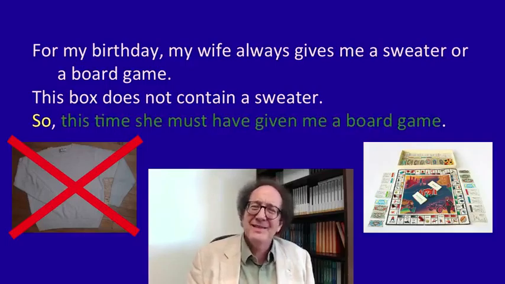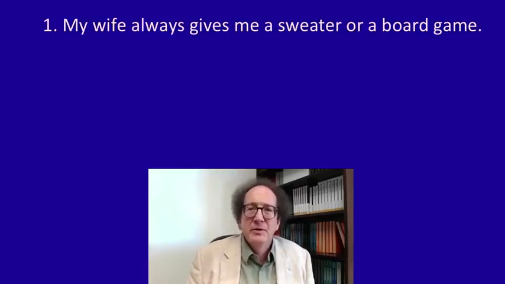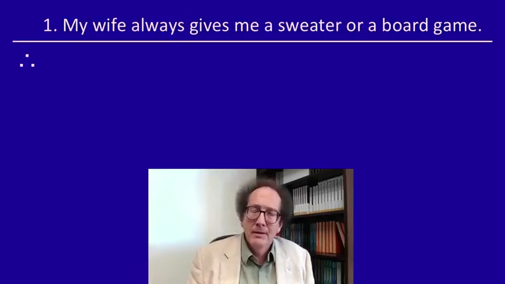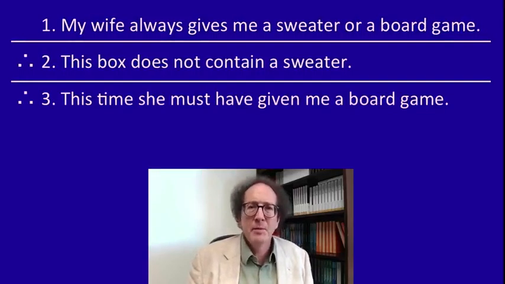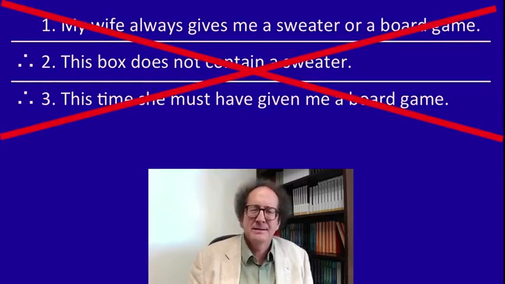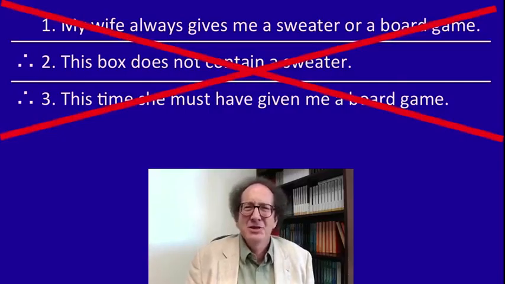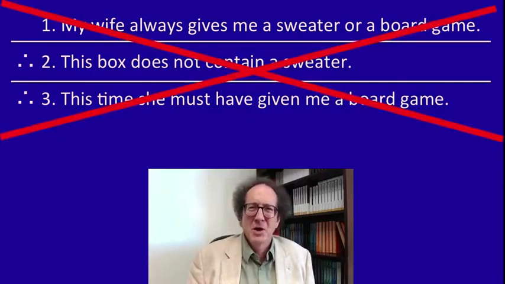And you might think that they've got a linear structure, and the argument goes something like this. My wife always gives me either a sweater or a board game. Therefore, this box does not contain a sweater. Therefore, this time, she gave me a board game. That doesn't make any sense. Right? I mean, the fact that she always gives me either a sweater or a board game is no reason to believe that this box doesn't contain a sweater. Well, okay, let's try it again.